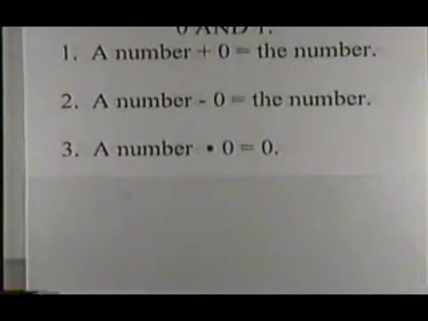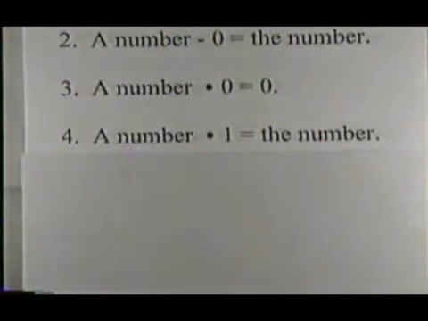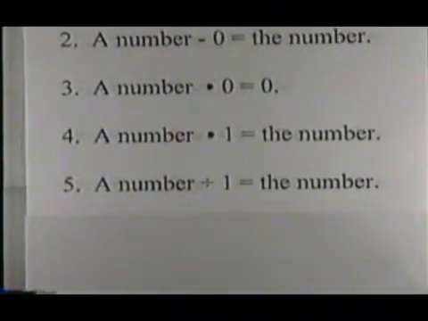Okay, number 3 says a number times 0 equals 0. So whenever you multiply by 0, your answer is 0. Okay, number 4, a number times 1 equals the number. So when you multiply by 1, nothing changes. A number divided by 1 equals the number. The same sort of thing there. If you divide 1 into a number, it'll go that same number of times.